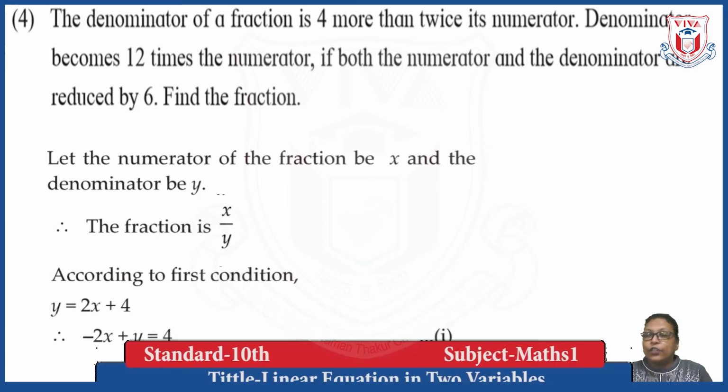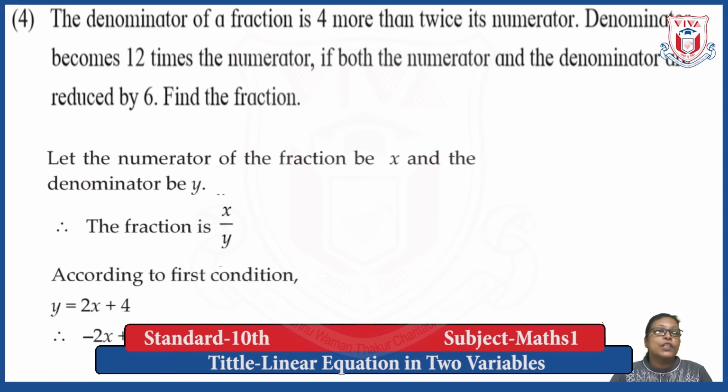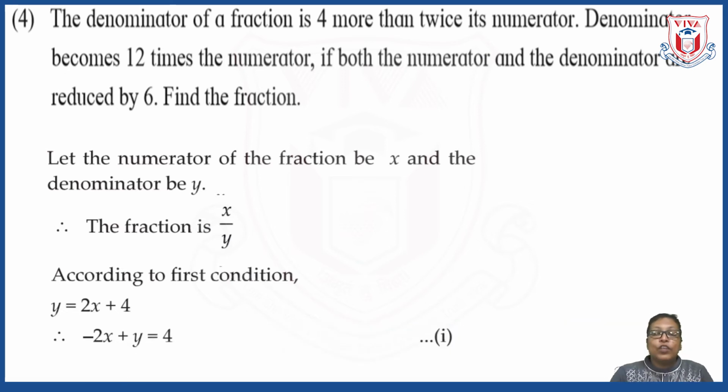And then we have to write down the equation in standard form. That means x and y on the left hand side and the constant on the right hand side. So when you write it in the standard form, you will get the equation as minus 2x plus y is equal to 4. Number this as 1. Okay. So by using the first condition, we got the first equation. Now let us make use of the second condition.